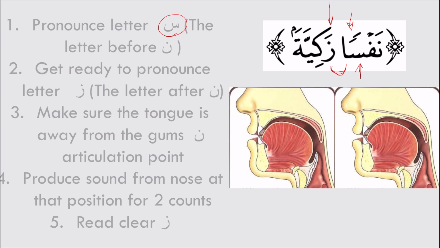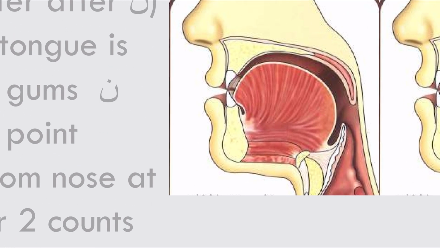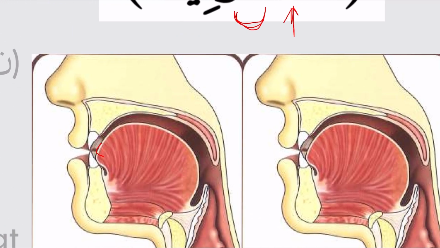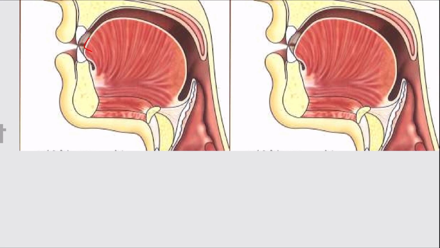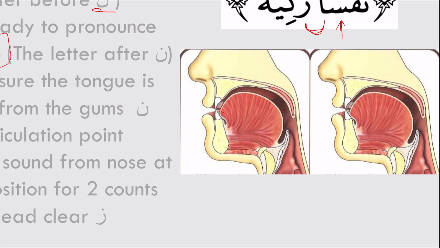So again, pronounce letter sin, the letter before noon, then get ready to read the letter Zaa, which is the letter that comes after letter noon, and keep the tongue away from the noon articulation point and closer to the Zaa articulation point. Produce the two counts in this position and make sure that the tongue is away from the Zaa articulation point and the noon articulation point. It will be nafsanz, sans, and make sure the sin and Zaa are the same articulation point, so you should do it like this. Nafsanz.